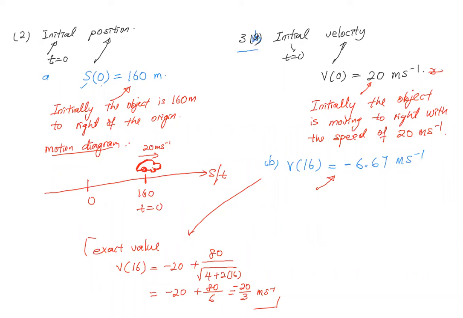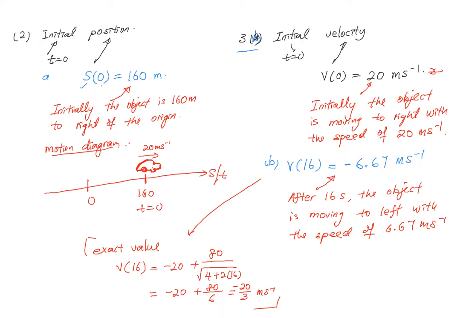So what I can do is, instead of at 16 seconds, I can also use the words after 16 seconds. After 16 seconds, the object is moving to the left with the speed of 6.67 meters per second. Are you clear? So that is called interpret.